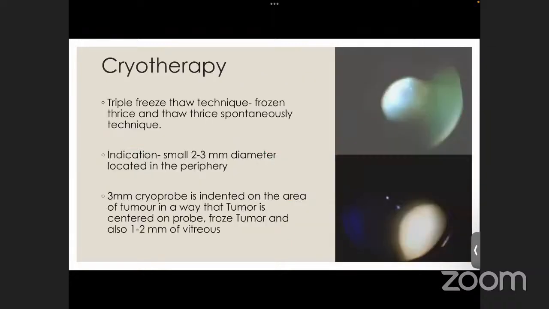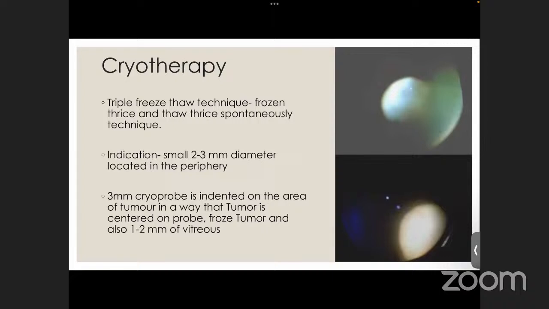Cryotherapy is a triple freeze-thaw technique, in which, as you can see in the first picture, we took a 3 mm cryo probe and indented it on the area of the tumor, in a way that the tumor is centered on the probe. Then you freeze the tumor thrice and allow it to thaw spontaneously thrice. And you can see in the second picture the tumor is frozen, and also you can see 1 to 2 mm of vitreous haze, that is the frozen vitreous component.